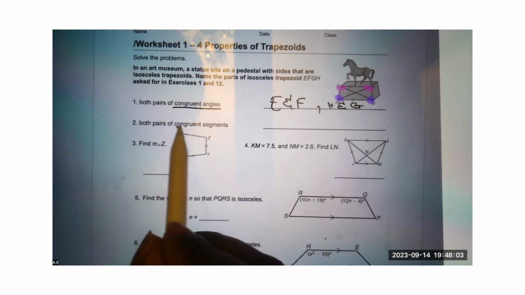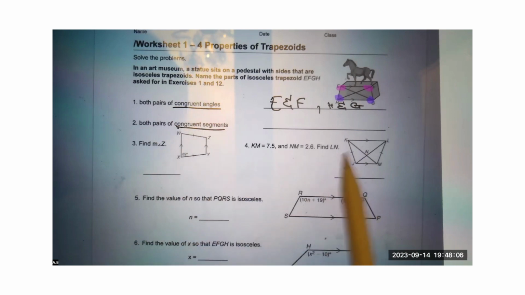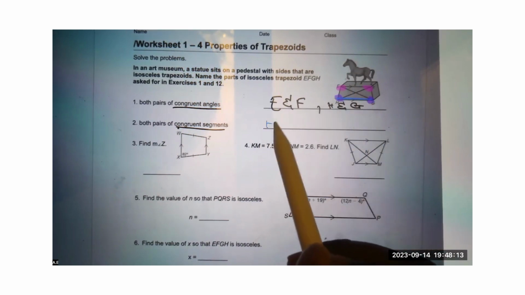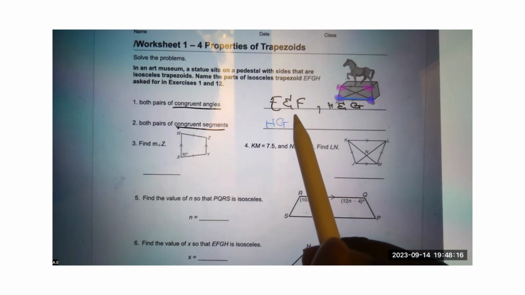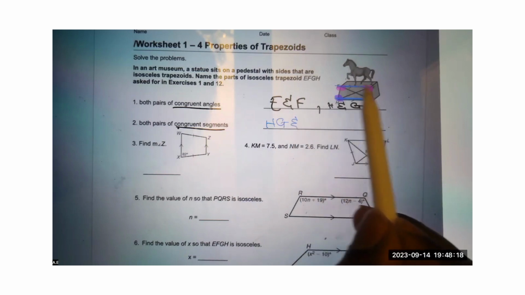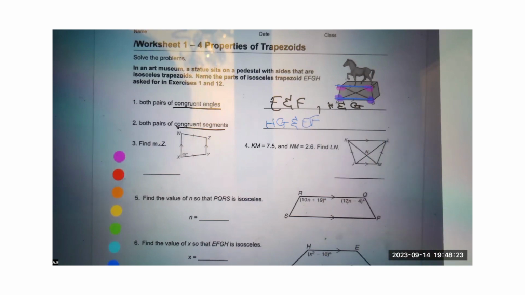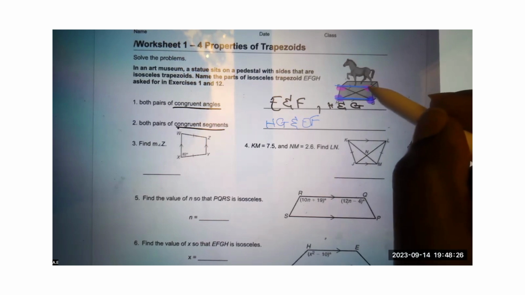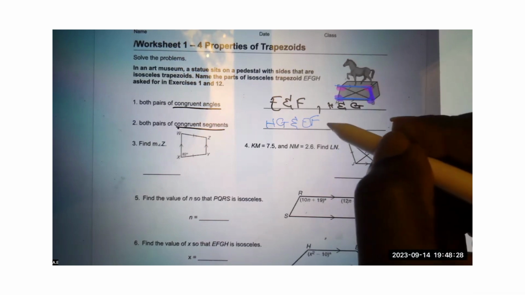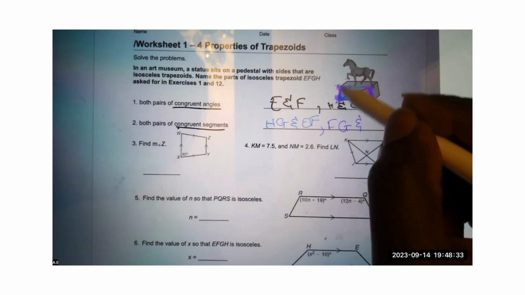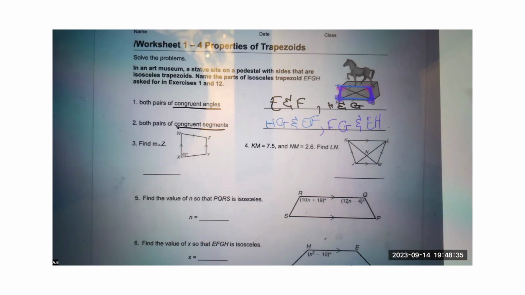We need to find congruent segments. So segments are HG. All right, so HG and what is congruent to that? EF. EF. And then another pair of congruent lines will be FG, FG, and EH. All right, so that's what the question is asking.